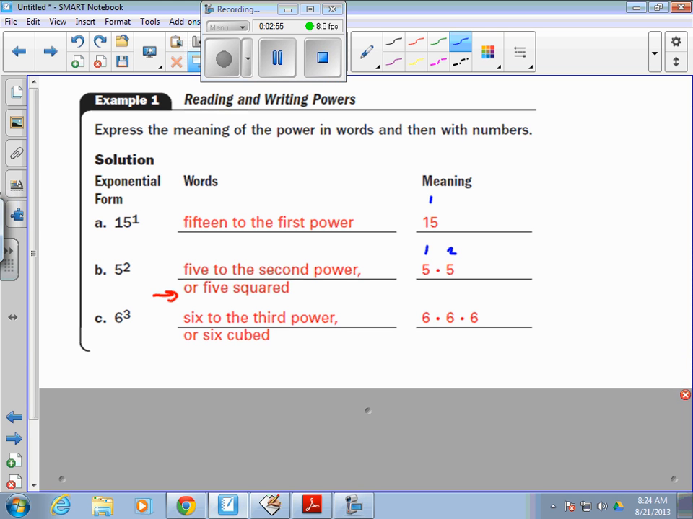And then the third one, C, says 6 with an exponent of 3. You read that as 6 to the third power, or again, the shortened version is 6 cubed. Represented as 6 times 6 times 6, 3 times. 6 cubed represented 3 times.